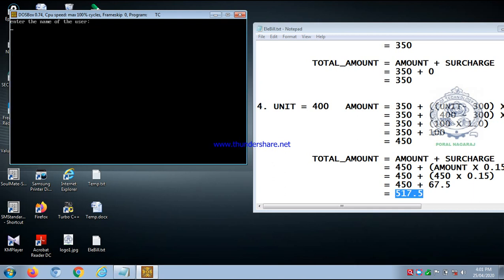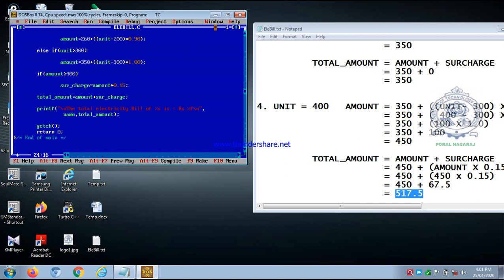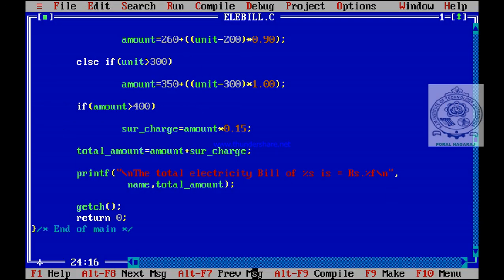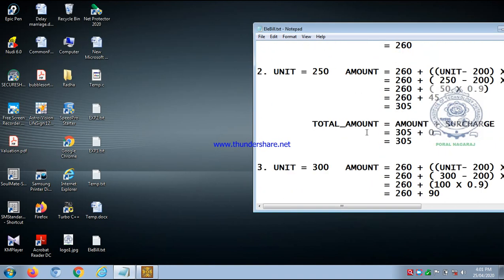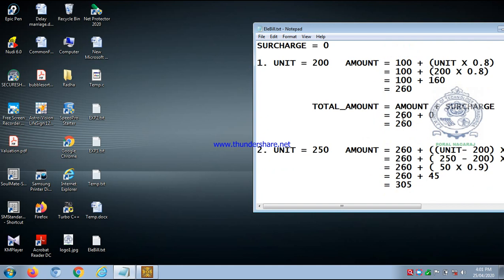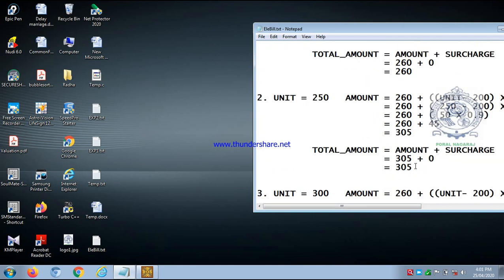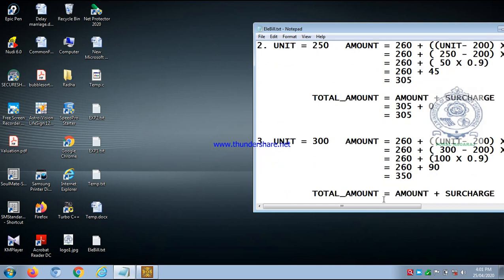Enter name of the user, right? Nagaraj. Okay. Enter the total consumed units. Let us give here total consumed units as 200. So the total electricity bill of Nagaraj is rupees 260. So we have computed it as 260. See here, for unit 200 it is 260. Suppose let us give 250 now. See what happens.